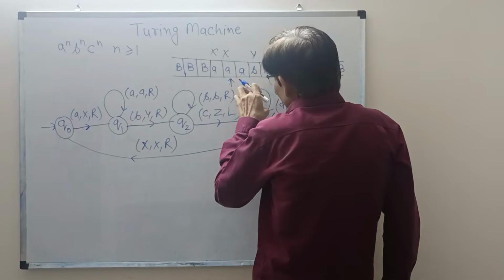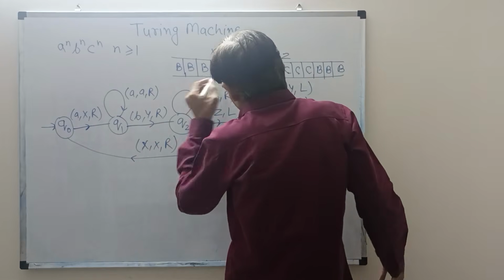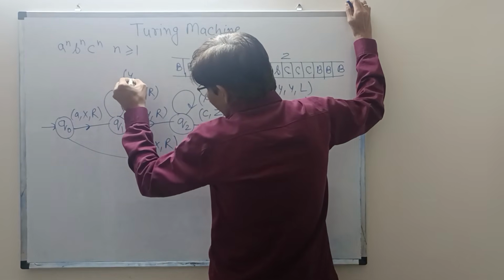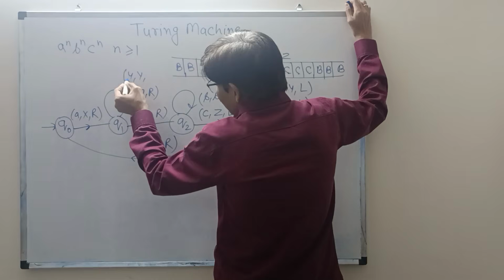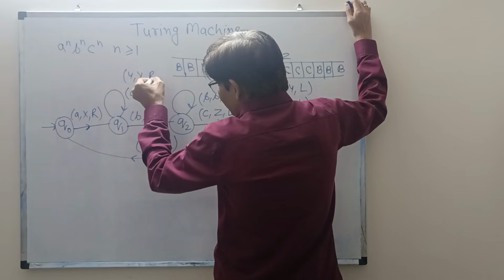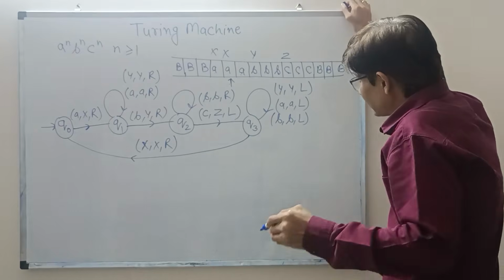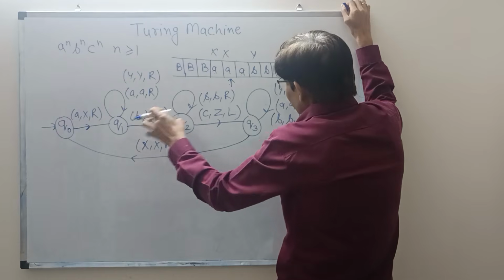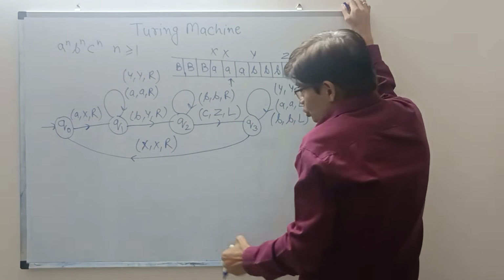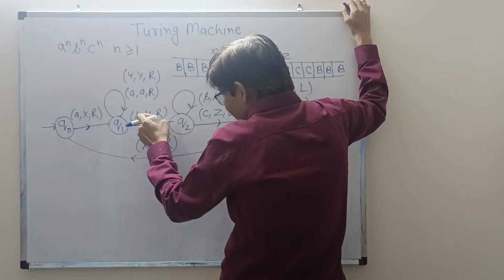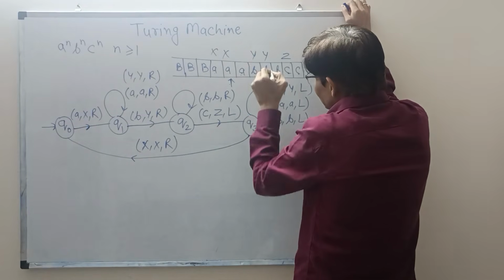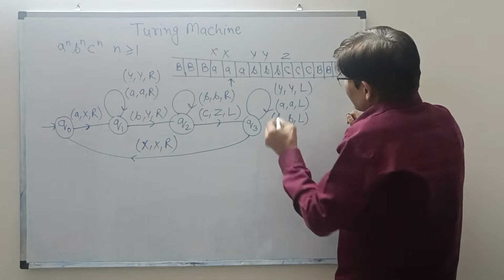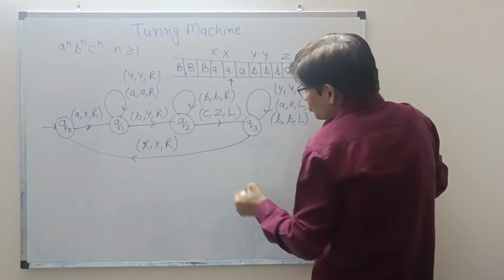Then on Q1 you will get Y. This time you will leave this Y as it is, so I will add one more transition here. You will leave Y as it is and continue moving towards right. Then on Q1, you will get this B. So you will convert this B into Y, continue moving towards right, and change your state to Q2.